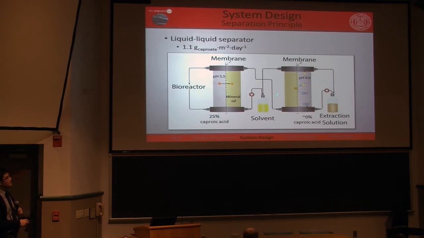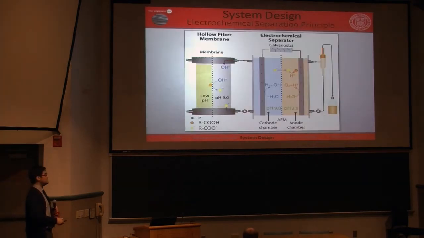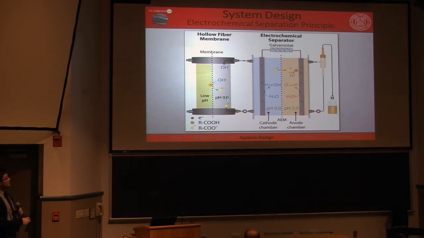this second membrane, where we increase the pH so that we can increase the solubility in the extraction solution. And at this point, the pH is higher, so we actually have 0 caproic acid in there and high caproate. Now, the electrochemical separator is added onto that last hollow fiber membrane unit here, and it's just recirculated through the electrochemical separator. So the cathode chamber here is run at 9 pH, and the anode chamber, just through the reactions that are happening, is maintained at 2.